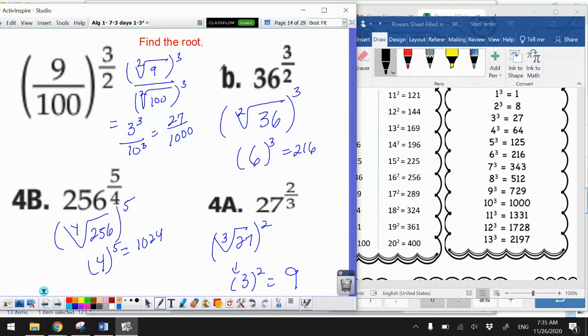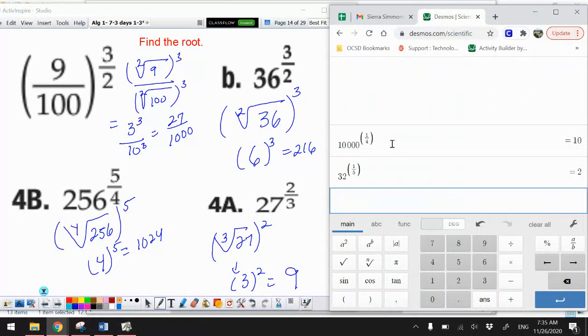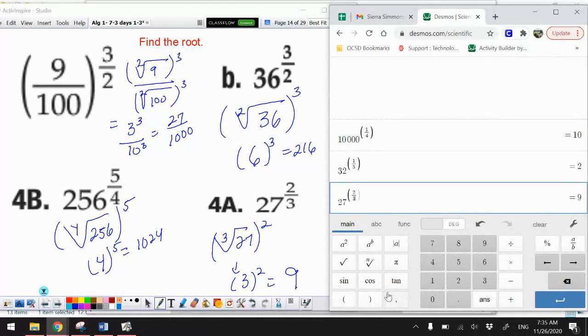Now, if I wanted to check myself on the calculator to see if I did it right, this is going to work exactly the same way. Let's put this 27 to the 2/3 in there. So 27, and I'm going to use my parentheses, 2 divided by 3, and you can see how it gave me the answer of 9. So I can use the calculator, but I don't really have to. Using the power sheet is much faster.